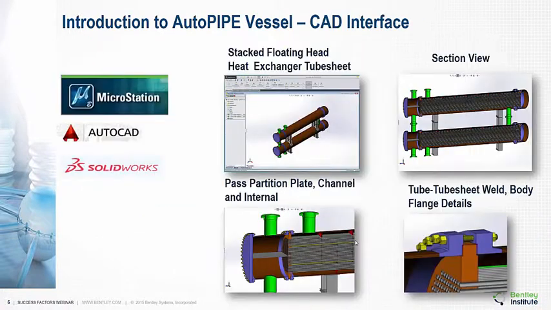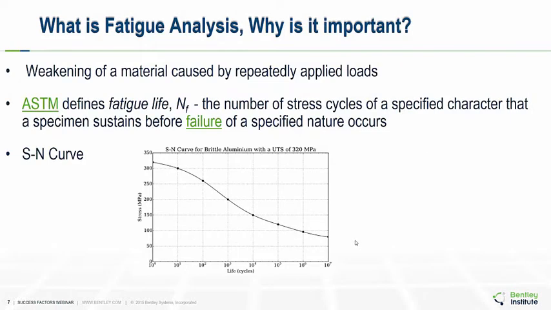AutoPIPE Vessel has a powerful CAD export feature generating 2D drawings and 3D models for MicroStation, AutoCAD, and SolidWorks. Shown are some examples of 3D SolidWorks models created automatically from a designed exchanger using the interface feature. So let's begin our topic today.